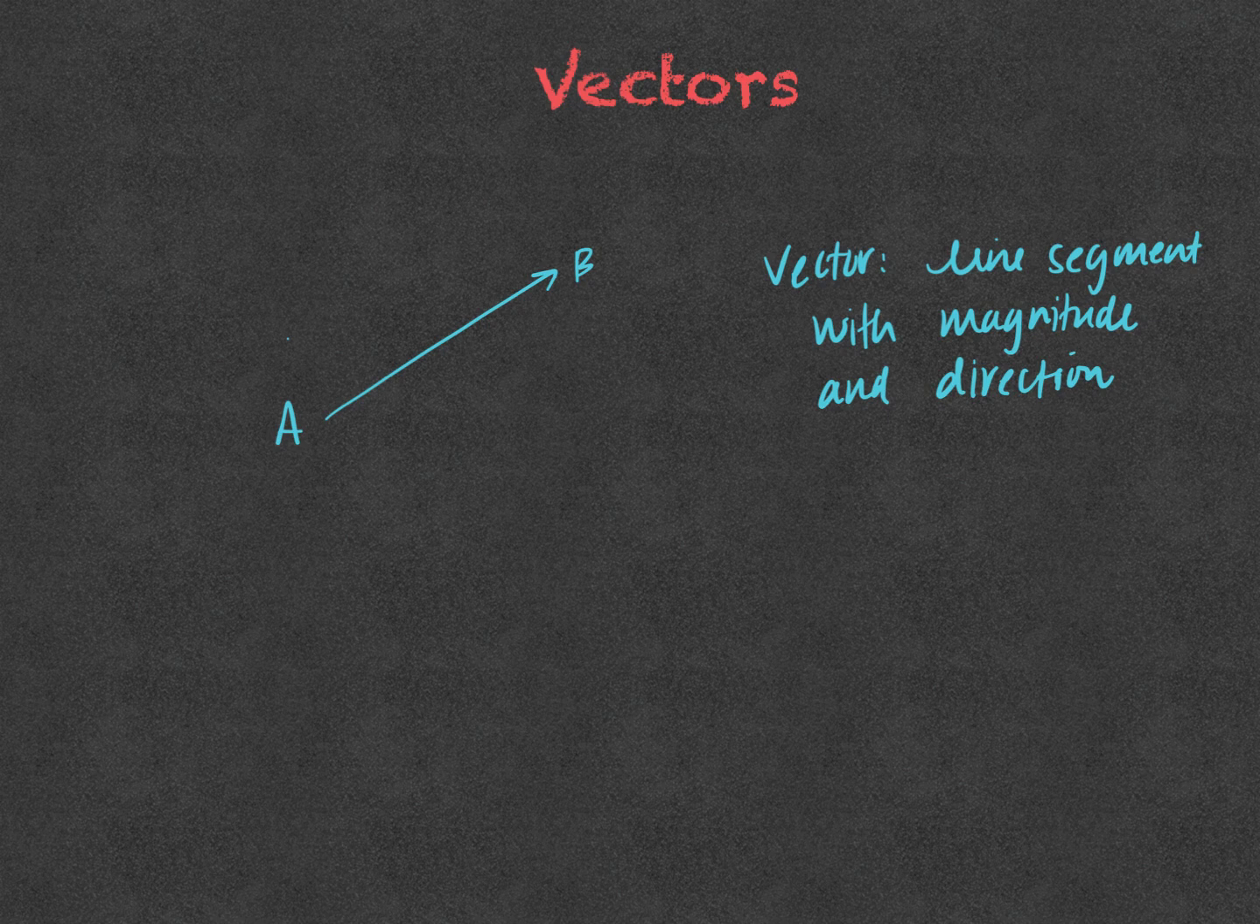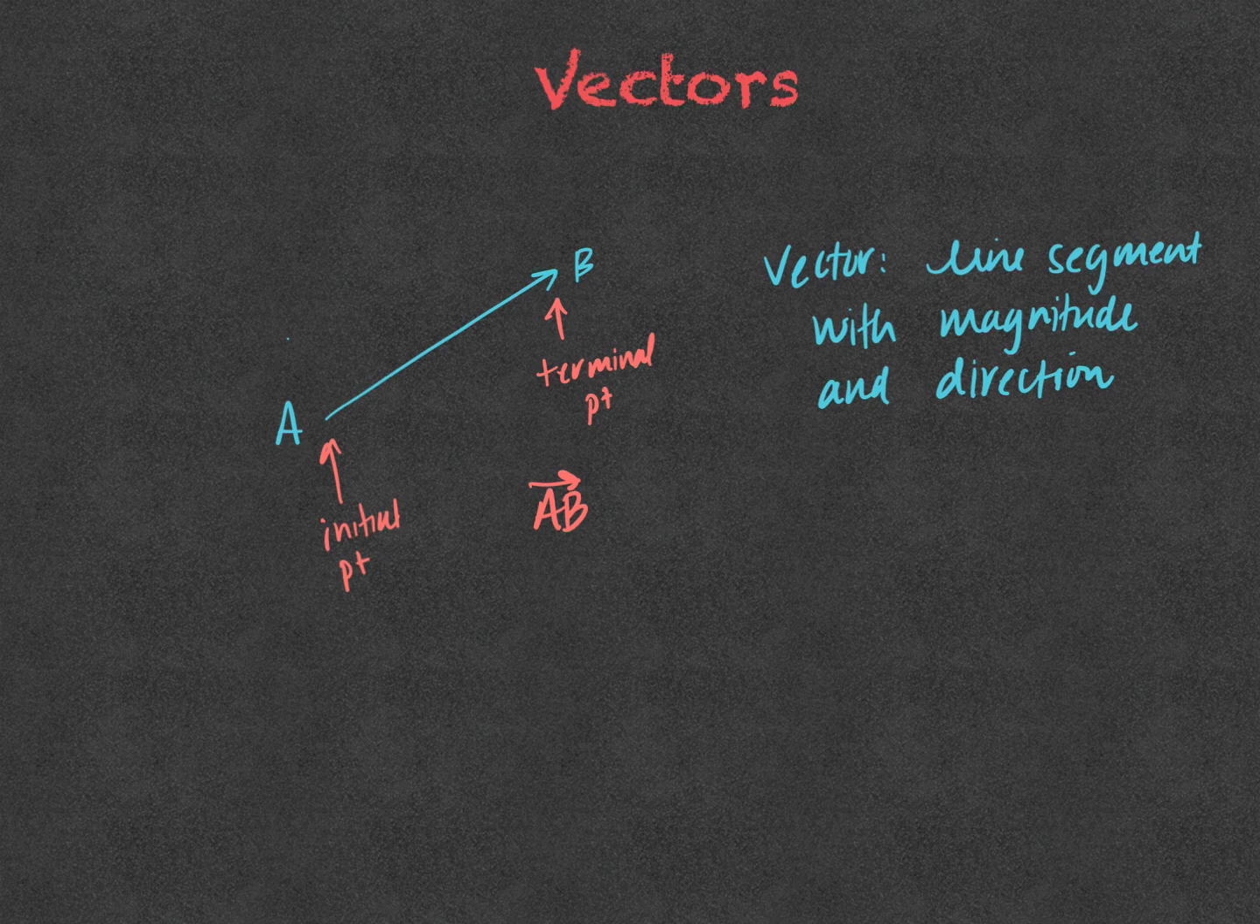Now notice that this vector has what we call an initial point and a terminal point. So we have a starting place and an ending place, and they're called the initial point and the terminal point. It's important that you talk about them correctly. The notation here is this is called vector AB. It's written with an arrow over it or a half arrow over it. So it's a vector AB.